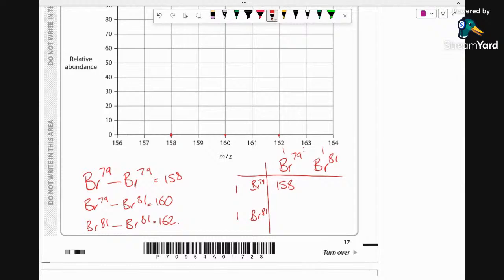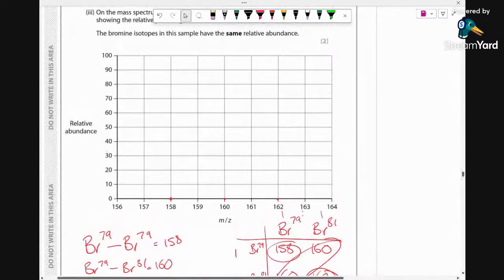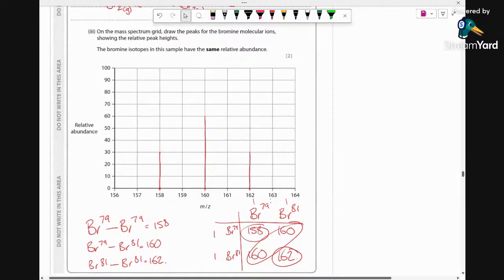This is going to be 158, 160, 160, 160, 162. So the ratio is going to be a 1 to 2 to 1. So relative abundance, I don't think they really care about the numbers that you pick as long as it's double. So I'm going to take that one to 30. The 160, I'm going to take to 60, double the height. And then the other one, it won't matter which numbers you pick. You could have done 2 and 4. You could have done 4 and 8. They didn't really matter. The relative abundance is up to 100, so it's not a percentage, so you don't worry about it.